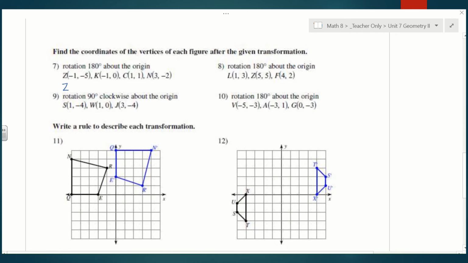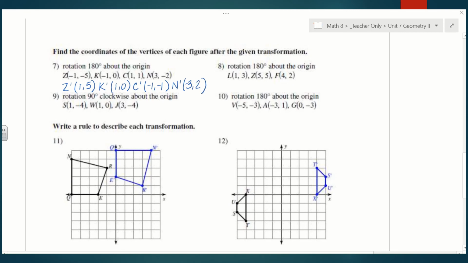And so if I needed to rewrite Z, you would just say 1, 5. K prime, change the signs to all the opposites. Remember, 0 doesn't change, it's just 1, 0. C prime becomes -1, -1. And M prime would become -3, +2.